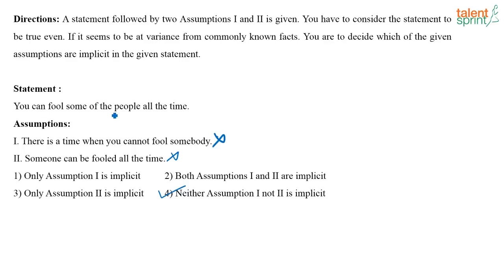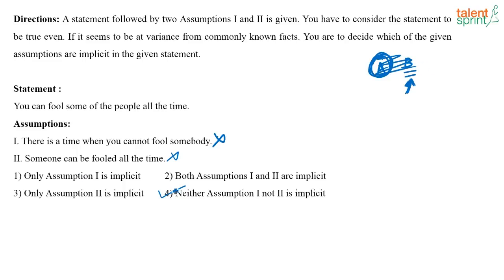See, you can fool some of the people all the time. Let us take 2 people, A and B. I can fool A all the time, but I can't fool B all the time, correct? Let us think of it that way. I can fool some of the people all the time means, let us consider this some to be A. That means I can fool this person A all the time. Now, someone can be fooled all the time. Can I fool B? This someone can be B also. Can I fool B all the time? No, I cannot, right? So, it's not a valid assumption.